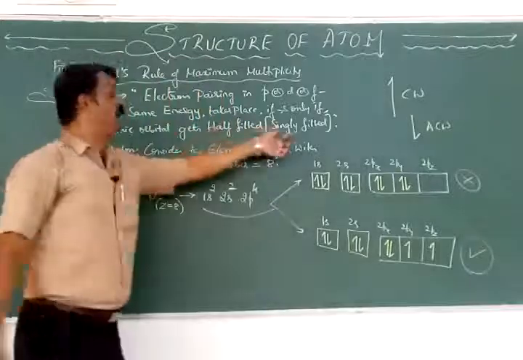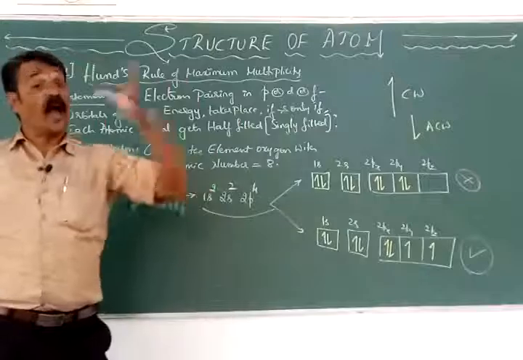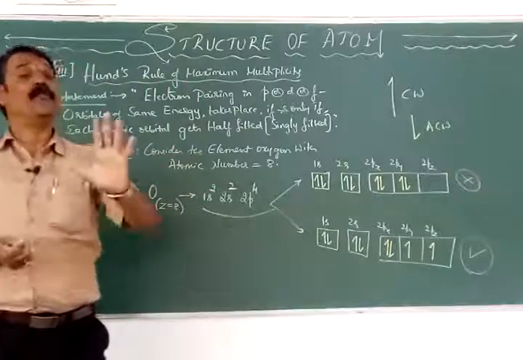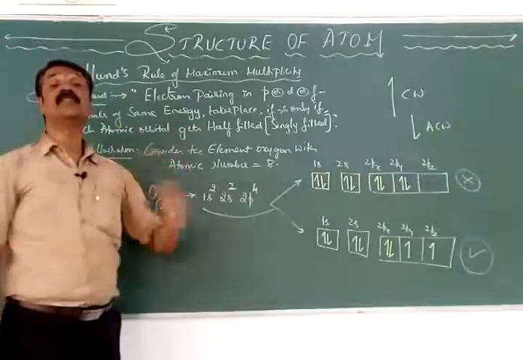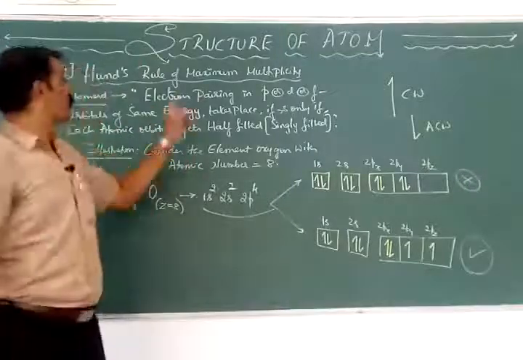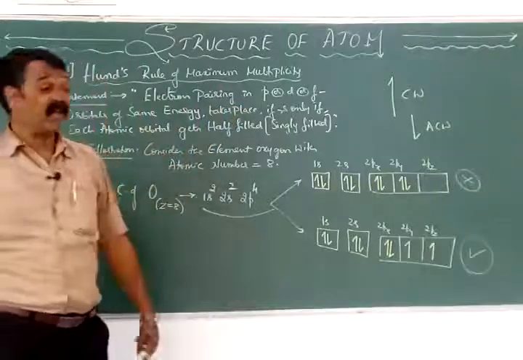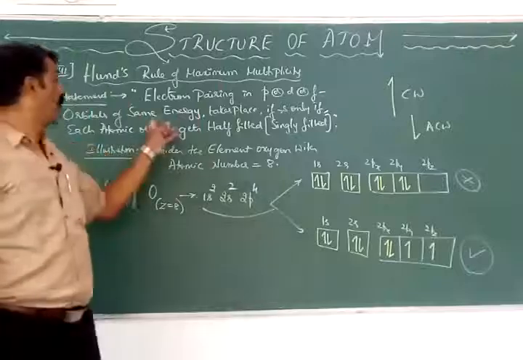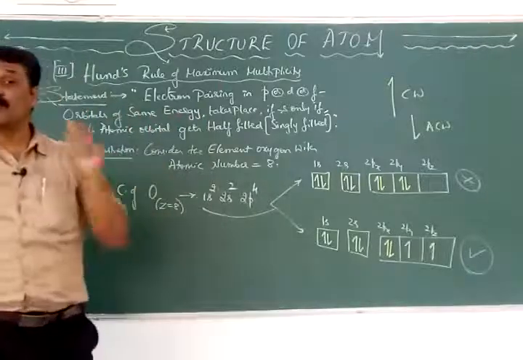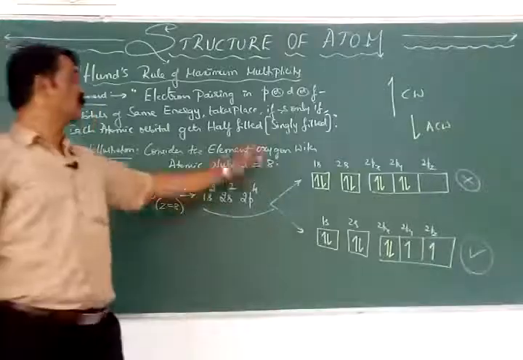It is called what filled? Singly filled, or it is also called what filled? Half filled. After the half filled is complete in each of the atomic orbitals having the what energy? Same energy. Then it starts to get pairing. That is called electron pairing in case of either the p or the d or the f orbitals of what energy? Same energy takes place if and only if each atomic orbital is what filled? Half filled. Half filled is also called what filled?